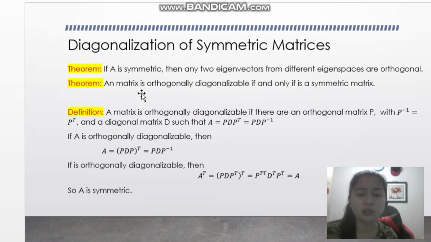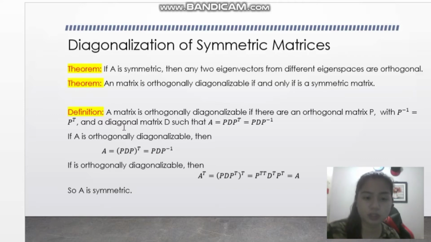Okay. So now, diagonalization of symmetric matrices, theorem: if A is symmetric, then any two eigenvectors from different eigenspaces are orthogonal. And another, a matrix is orthogonally diagonalizable if and only if it is a symmetric matrix. Of course, we will prove these theorems later.